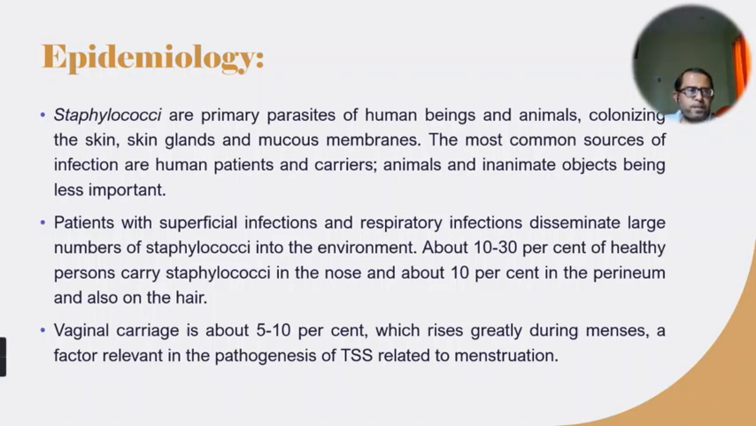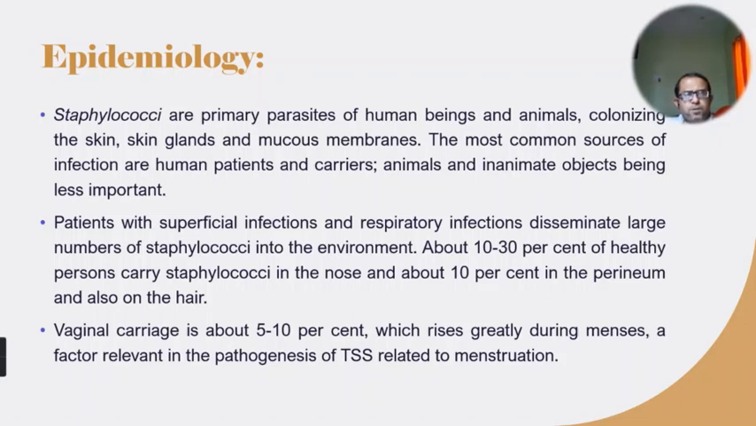So the next point in staphylococcal infection is the epidemiology of this disease. Staphylococcus aureus, or staphylococci, are the primary parasites of human beings and animals. They mostly colonize the skin, glands, and mucous membranes.